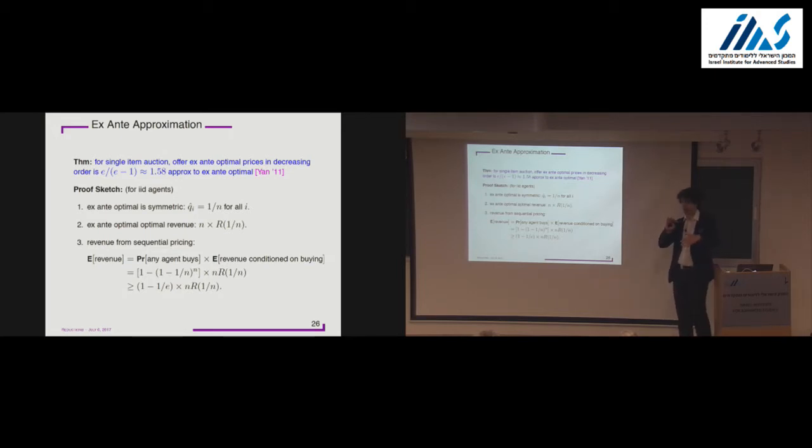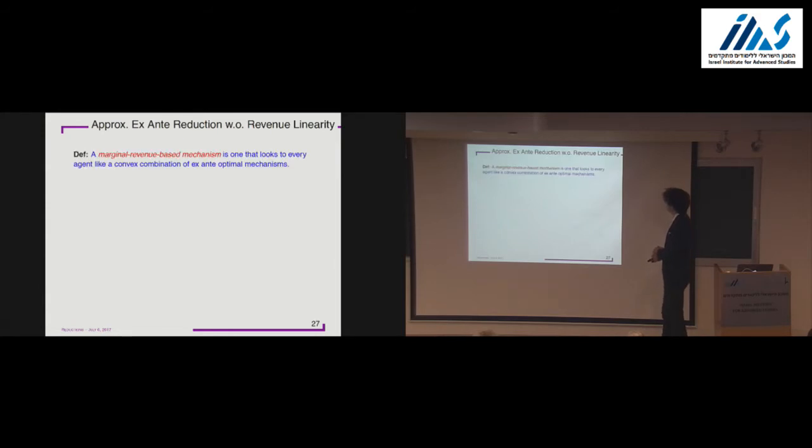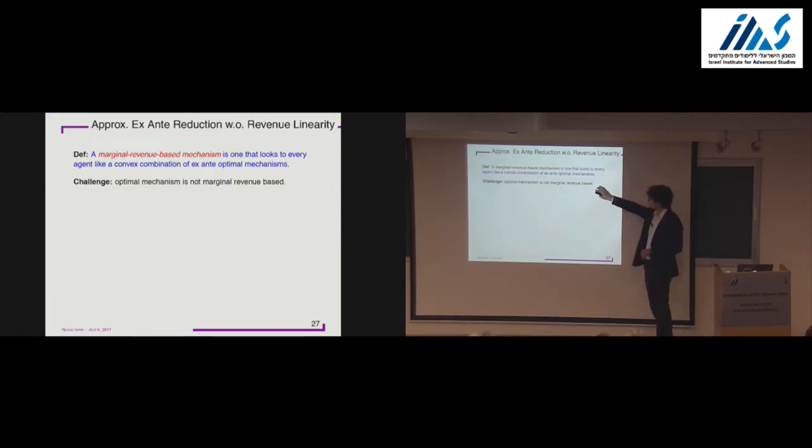I just want to, before I do that, tell you some general theory of what's going on here. Okay, so I want to use this marginal revenue framework to understand good mechanisms when I don't have revenue linearity. So I'm going to define a marginal revenue-based mechanism to be one that looks to every agent like a convex combination of the ex ante marginal revenues. Not all mechanisms will look like convex combinations to the agent of ex ante alpha mechanisms, but if it does, I'll call it a marginal revenue-based mechanism. The challenge here is that, in general, for non-revenue-linear agents, the optimal mechanism will not be a marginal revenue-based mechanism.